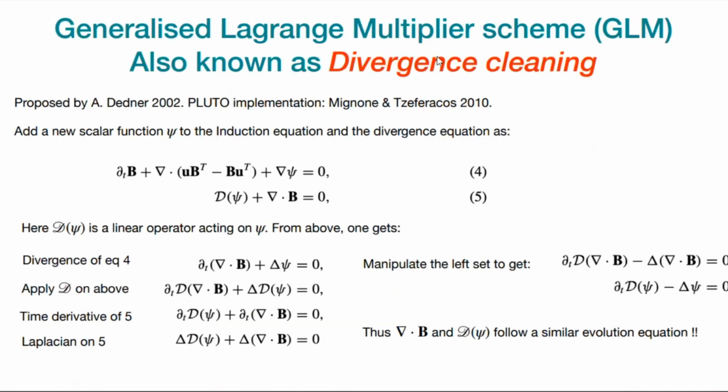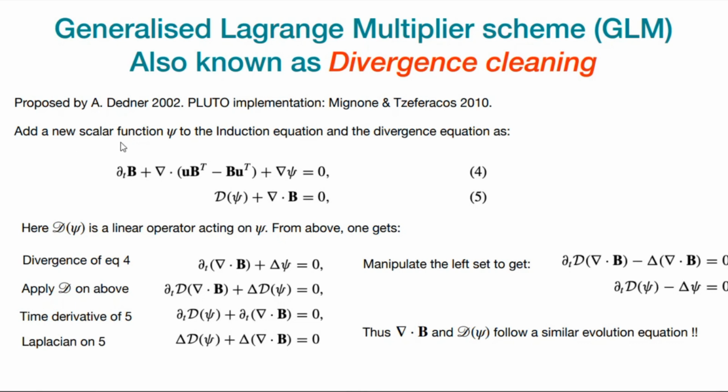The next method, which is very widely used and quite popular because it's quite easy to implement in terms of the grid structure, is called the Generalized Lagrange Multiplier scheme, GLM, or more popularly the divergence cleaning scheme. When you talk to your colleagues, you just say I have used divergence cleaning, but the technical name for this is GLM. This was proposed by Dedner in 2002. The Pluto implementation is in the paper by Mignone and Tzeferacos, but essentially the physics of it is defined in Dedner 2002.